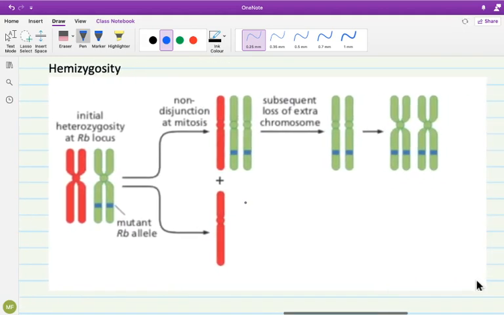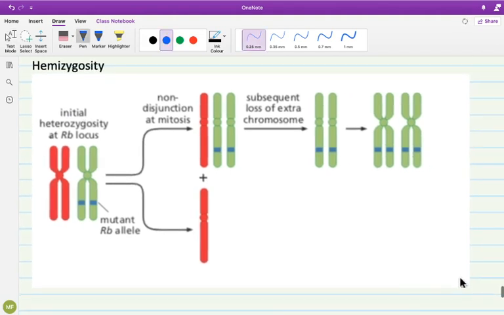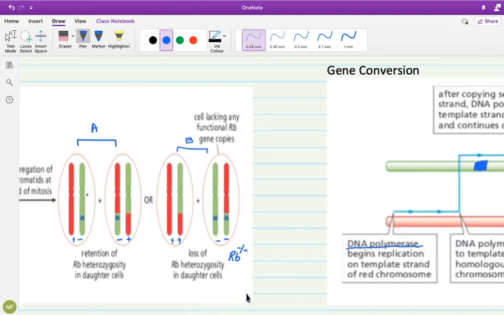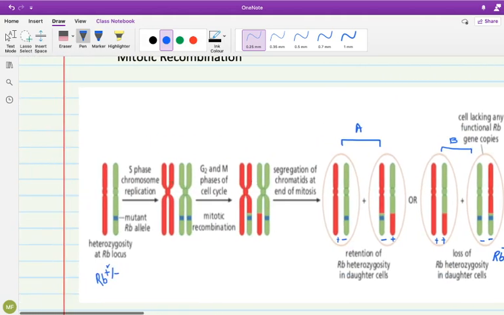The other form is hemizygosity. Don't be afraid of the term. It is pretty straightforward: initial heterozygosity is attained at the RB locus, and the mutant allele is labeled here in blue color, but then there is non-disjunction at mitosis. So what we are expecting, as observed here, is two chromosomes, with two alternate alleles present individually in each cell, one cell, two cells, and then there is a possibility of alternate exchange. But somehow these alleles fail to segregate properly.